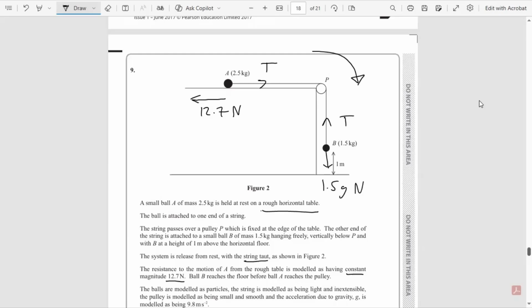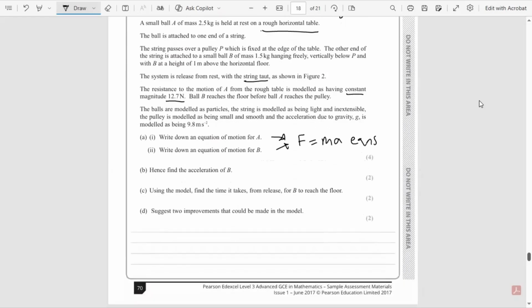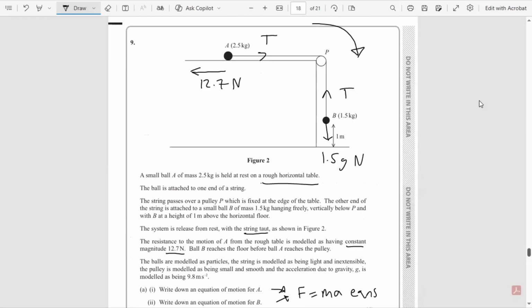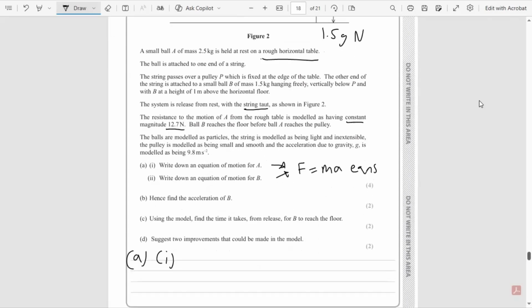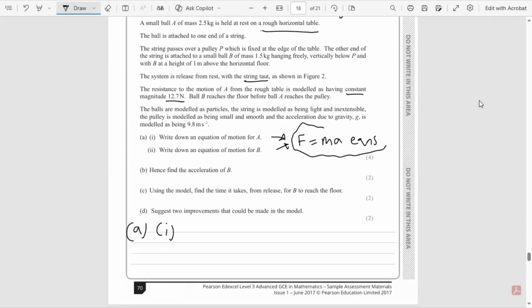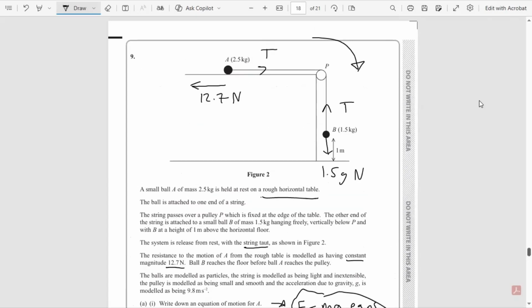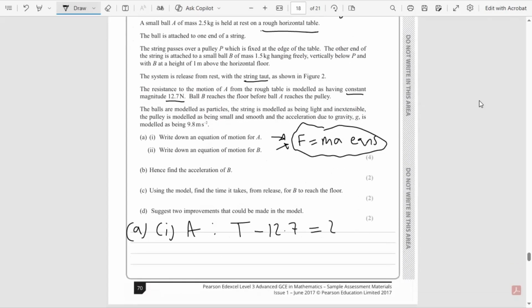So what we can do now is write down the equations of motion. So let's do that down here. So part A, part I. So for A, the driving force is T and the resistance force is 12.7. So remember, F in F equals ma stands for resultant force. So the resultant force for A is going to be the T, the tension, minus the 12.7, and that's equal to the mass, which was 2.5, and then times the acceleration, which we don't know at the moment.